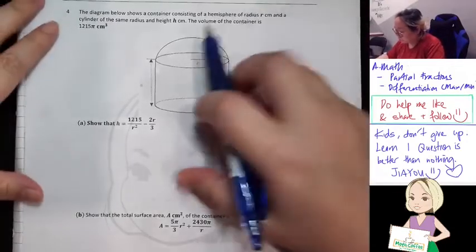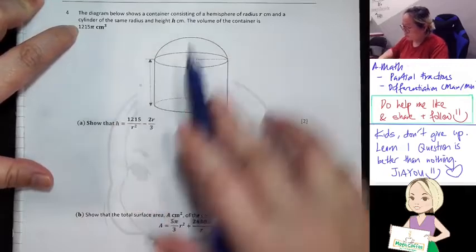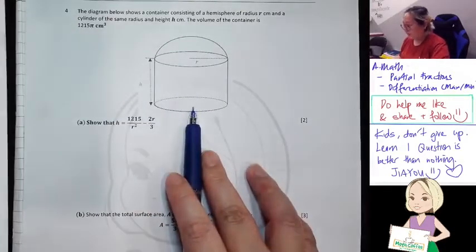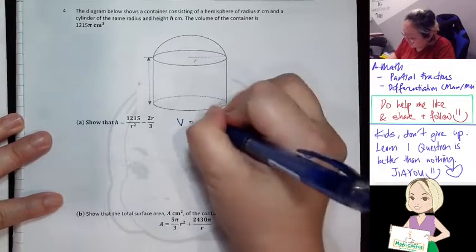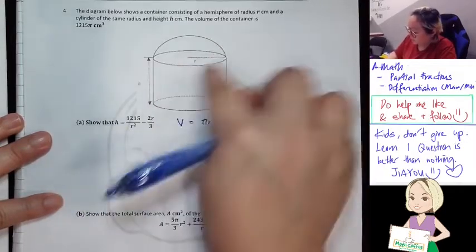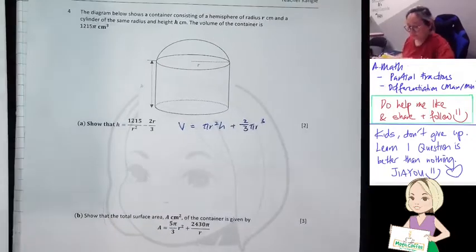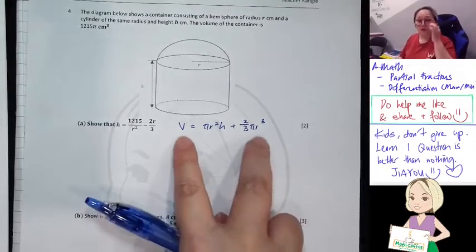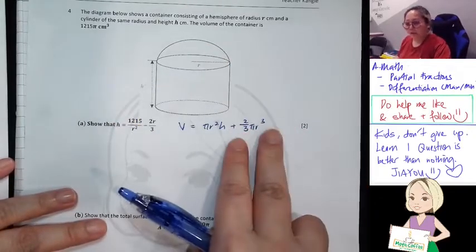Okay. So they give me the volume of the container is 1215. Looking at the solid, the volume is a cylinder, which is pi r square h, plus the hemisphere, which we know is 2/3 pi r cubed. So this is the initial formula for the volume of a cylinder plus the volume of a hemisphere. So I add them together.